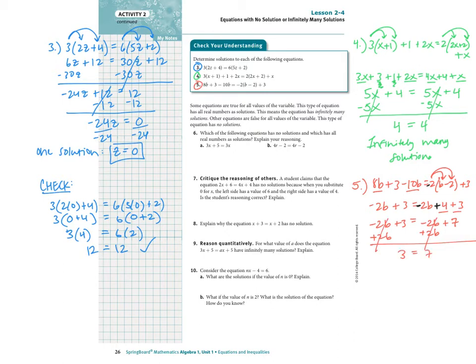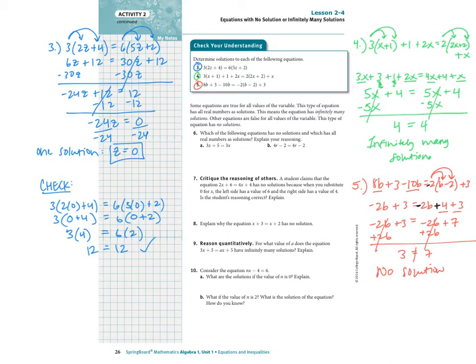Wait a minute, looking at this, that is not a true statement, right? So we put the slash through that equal sign. This means there are no solutions possible. So we write no solution. There is no number that we can put in for our variable b which will have both sides of our equation equal each other.